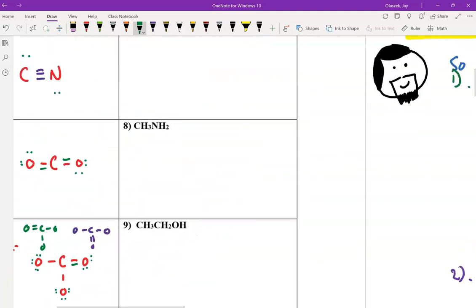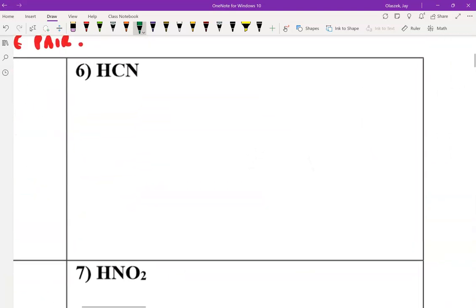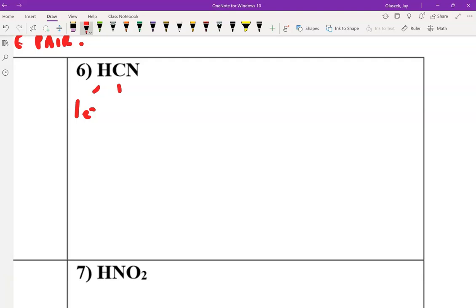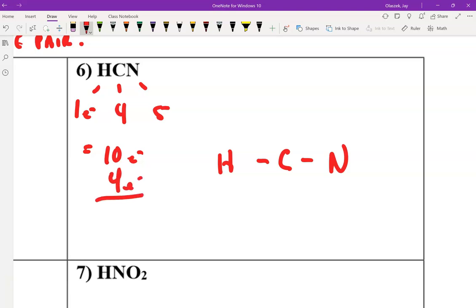All right. Number 6 looks like this. Hydrogens each have 1. Carbons all have 4. This nitrogen has 5. That's a total of 10 electrons. It doesn't really matter which one you put in the middle as long as it's not the hydrogen, because remember that one only has room for 2. And because I've done it this way, I've used up 4 electrons on the bonding. That leaves us with 6, and we always put them around the outermost atom.